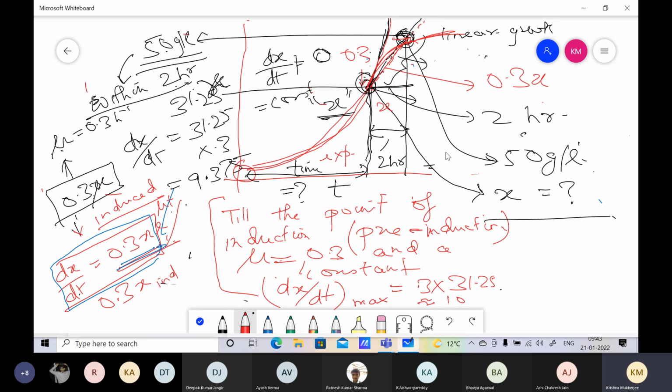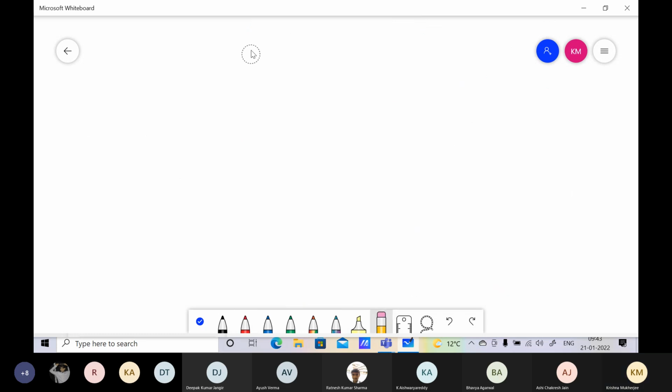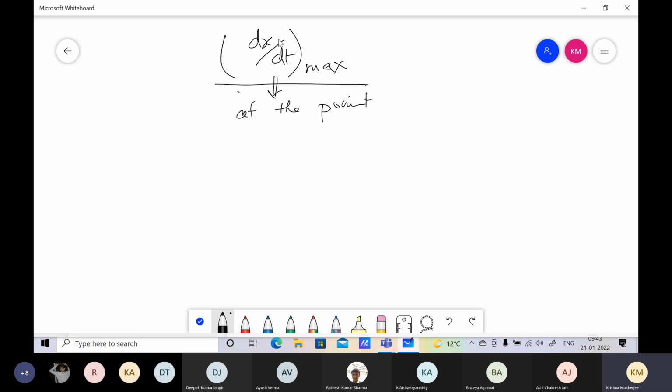So the whole purpose of this exercise was rather simple. My dx by dt max is increasing till the point of induction and is maximum at the point of induction. After that, it doesn't increase further. So it is approximately 10 gram per liter per hour.